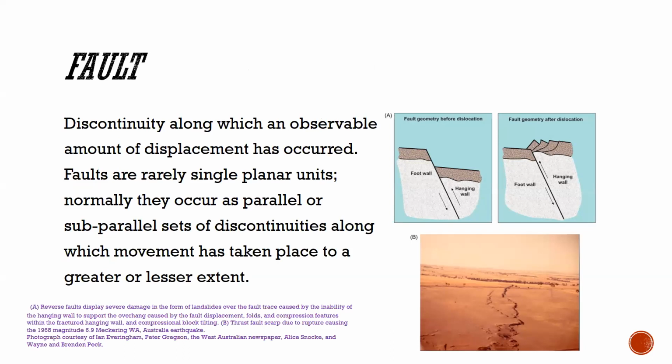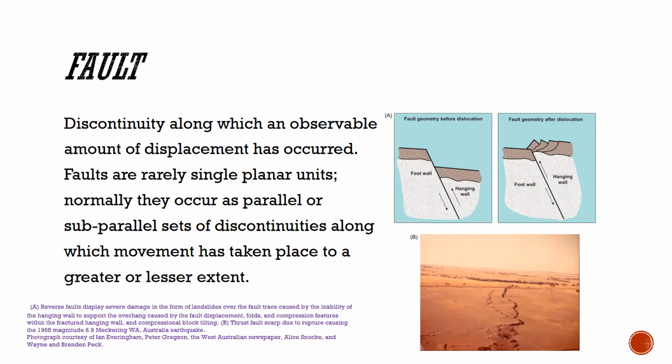After movement of the hanging wall, it looks like this. Due to this, there is a manifestation in the ground. People are saying this is one of the fault scarps that originated due to the earthquake at Meckering, Australia in 1960. So this is to be noted.